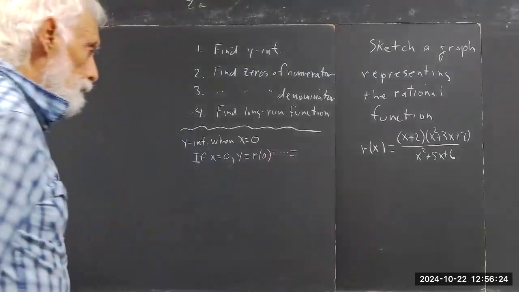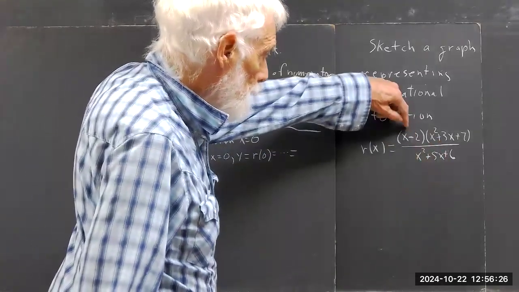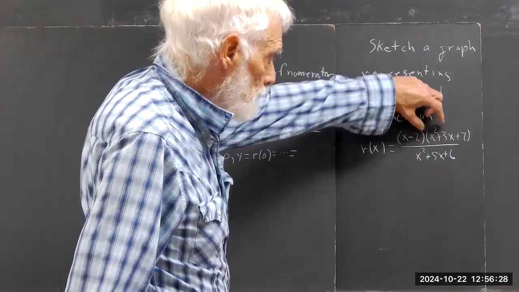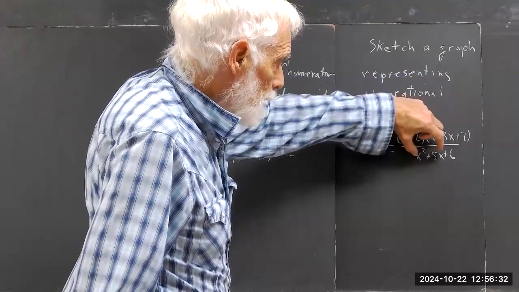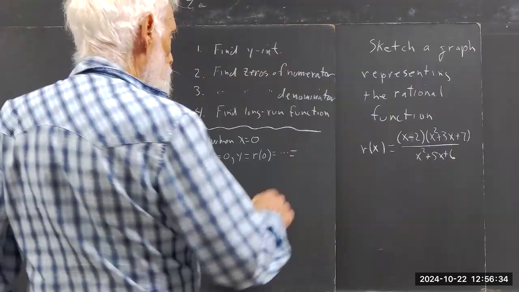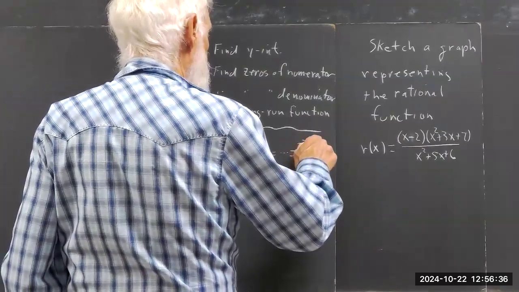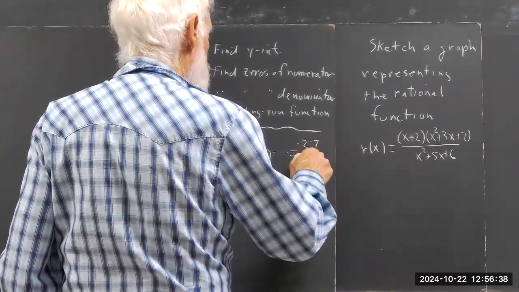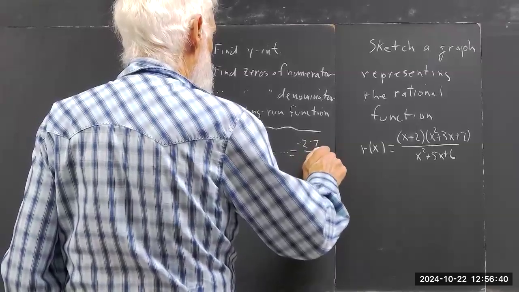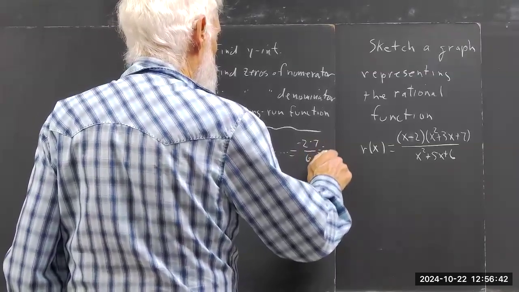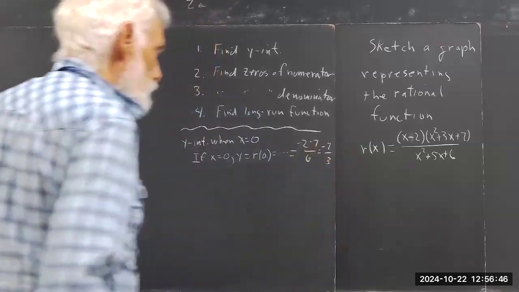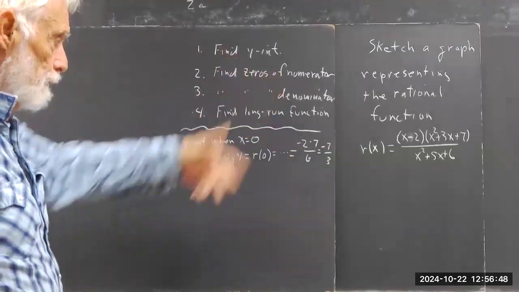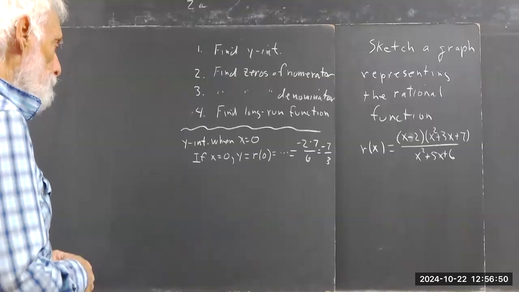I'm not going to write out all the details. We're plugging in all the zeros. We're going to have a -2 out of this one because the x will be 0. These will be 0. You'll have a 7. These will be 0. You'll have a 6. So it's -2 times 7 over 6. And that's -14/6, which is going to reduce to -7/3.